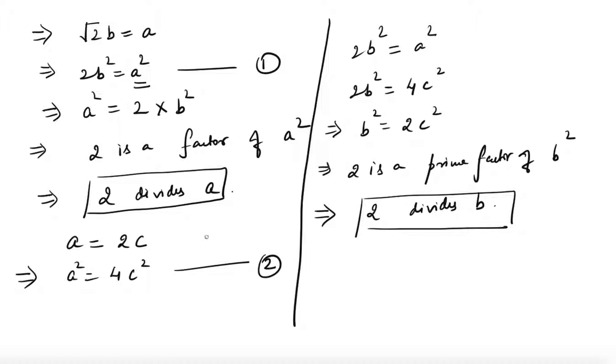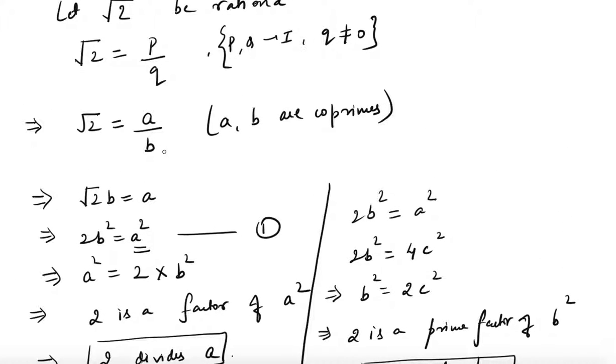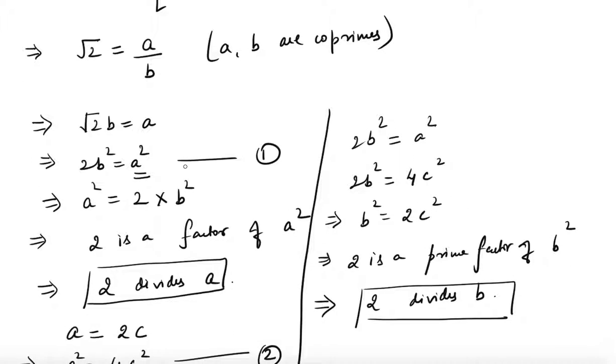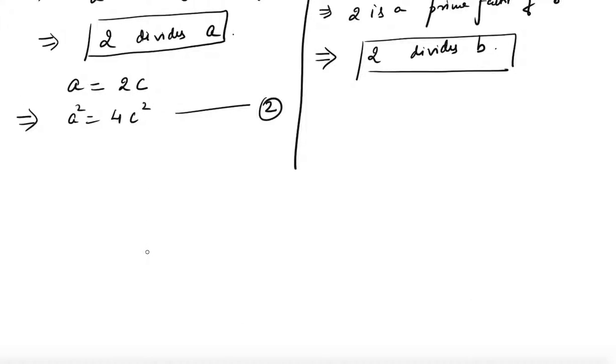But what was our initial assumption? That root 2 is in the form of a by b, where a and b are co-prime numbers, that is they do not have any common factor other than 1. But as per our derivation, we can see that a and b have a common factor of 2 other than 1. Why is this problem coming out? This problem is occurring because of our wrong assumption that root 2 can be represented in the form of a by b. Hence, this is not true.